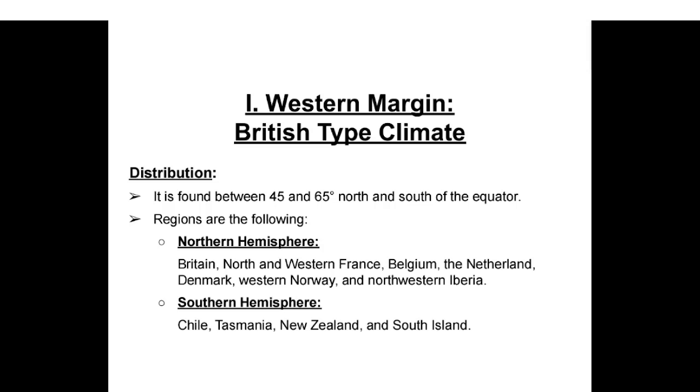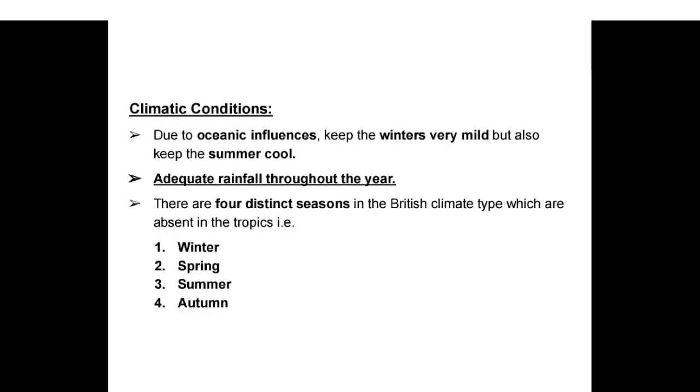Western margin British type climate distribution. It is found between 45 and 65 degrees north and south of the equator. Regions are the following: Northern Hemisphere, Britain, North and Western France, Belgium and Netherlands, Denmark, Western Norway and Northwestern Iberia. Southern Hemisphere, Chile, Tasmania, New Zealand and South Island.